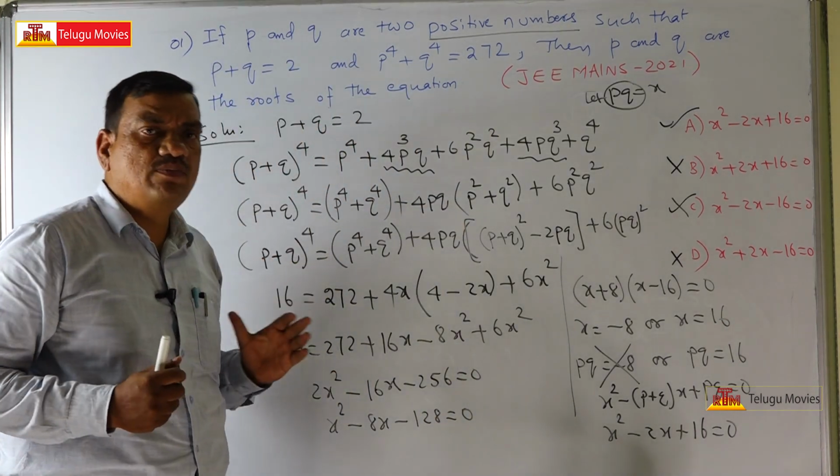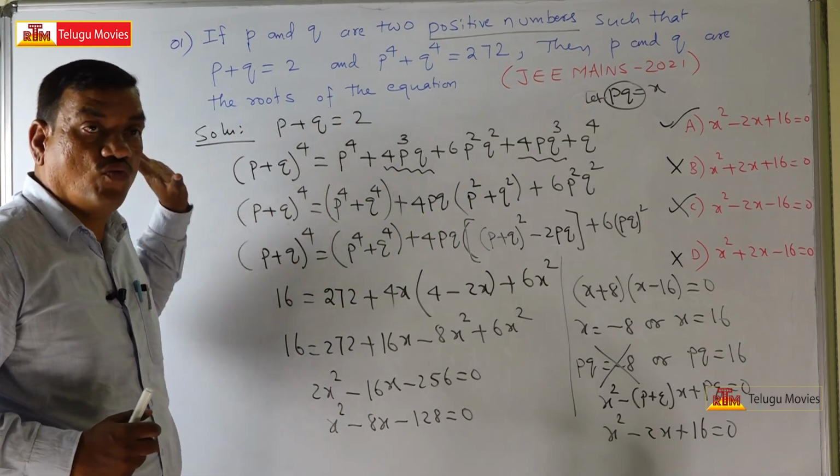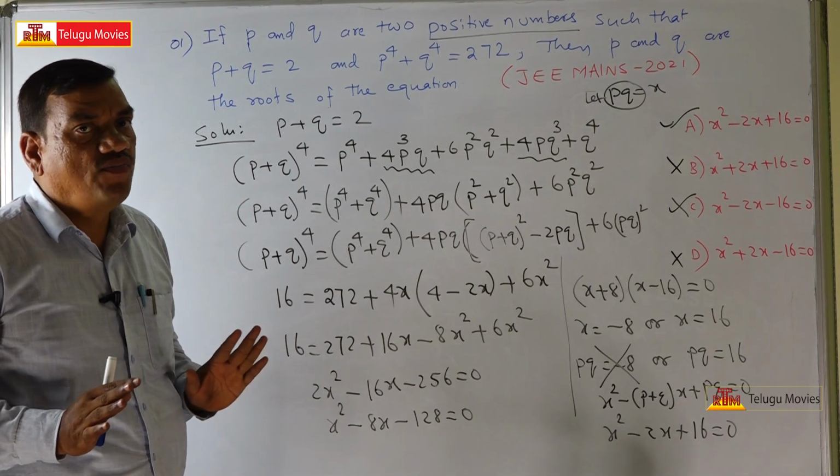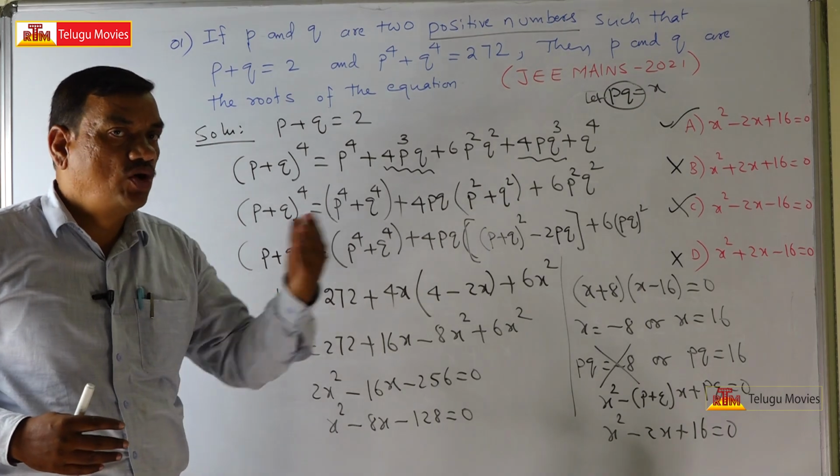So such an easy problem. If you know the binomial expansion of P plus Q whole power 4, the problem will become very easy. Okay. I hope that you understand this solution. So let us move to the next problem.